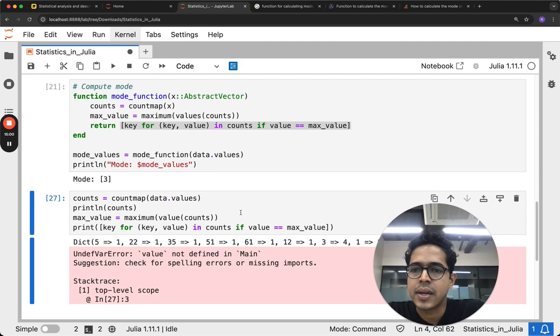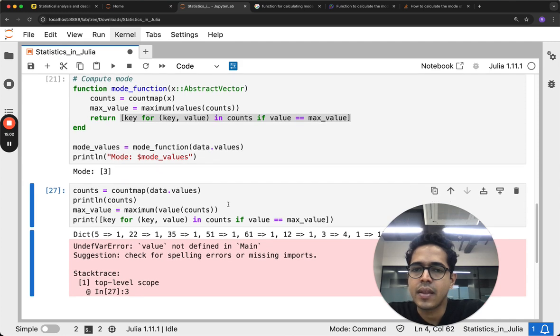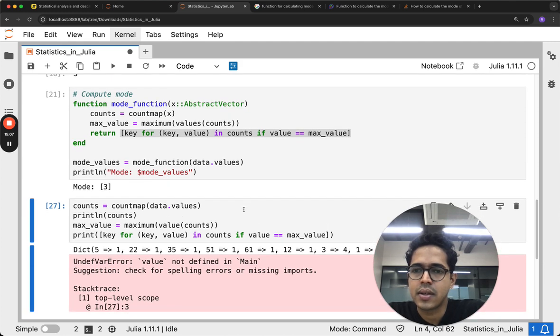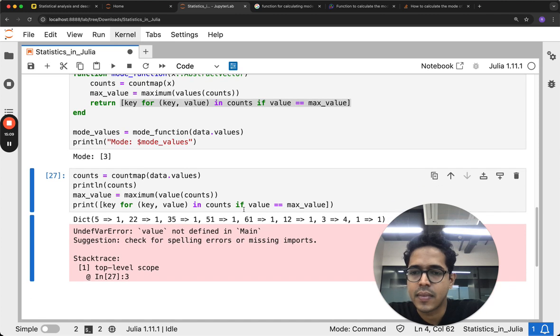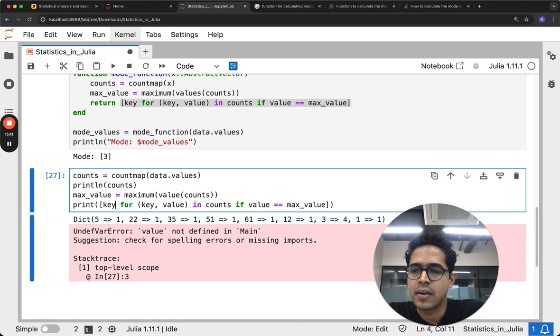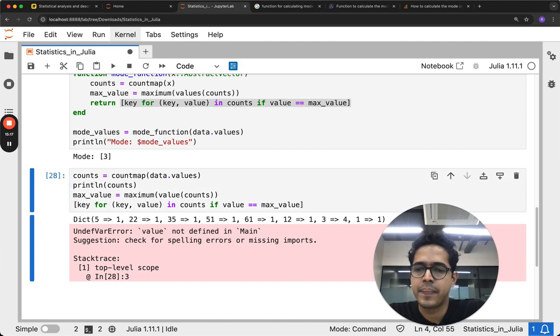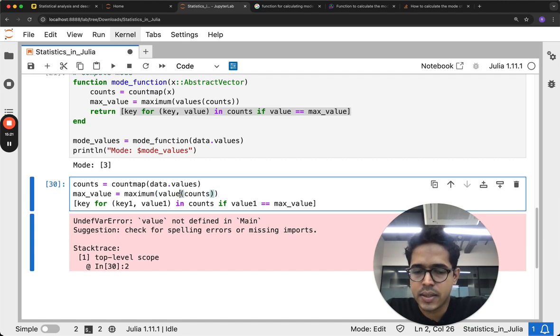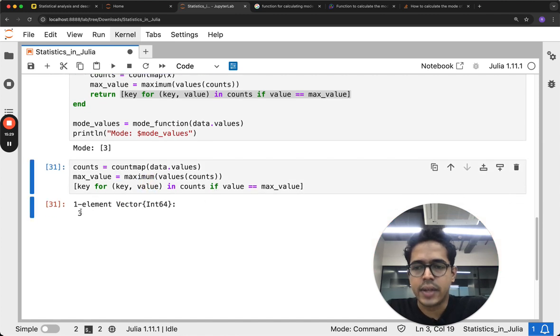Let's see what's wrong. Okay, there is just a typo here. This should be values, and then here I can simply put value. Okay, so it's a one element vector.